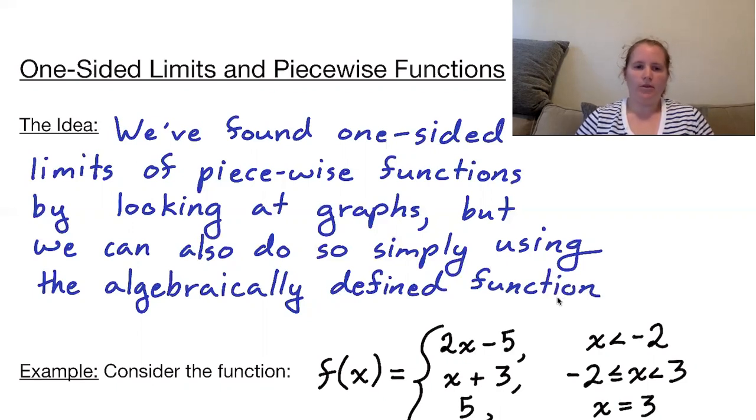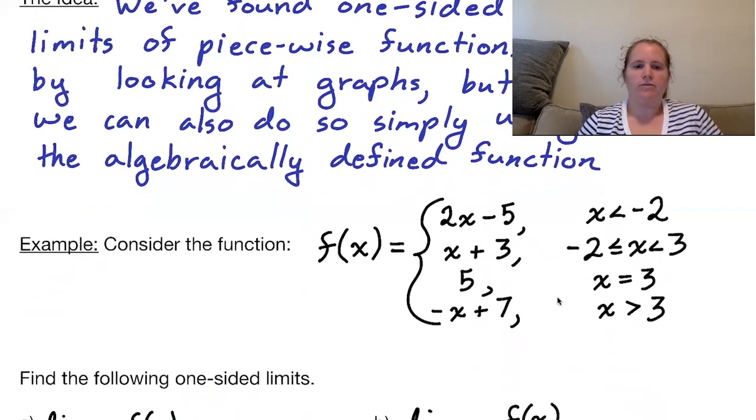So for example, let's consider the function f of x equals 2x minus 5 if x is less than -2, x plus 3 if -2 is less than or equal to x is less than 3, 5 if x equals 3, and negative x plus 7 for x is greater than 3. And then our job is to find a series of one-sided limits.